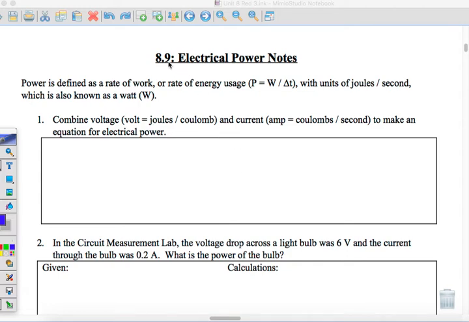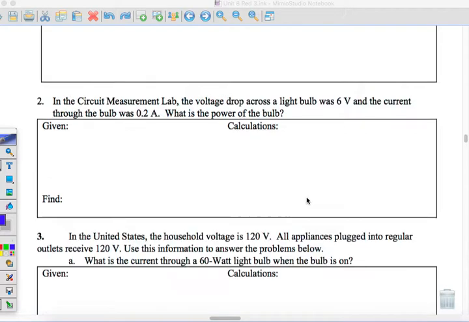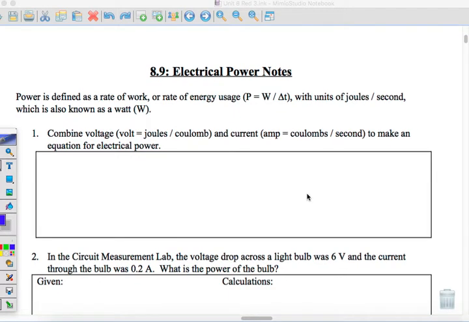For your notes for 8.9 electrical power. We're on page 28 right now. So please go to page 28 and fill this in with me. Power, we've talked about before when we talked about work. Power is defined as a rate of work or the rate of energy usage.